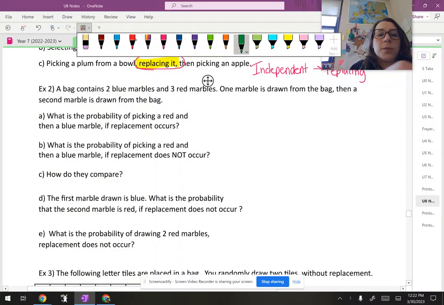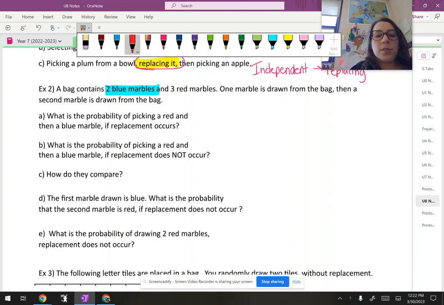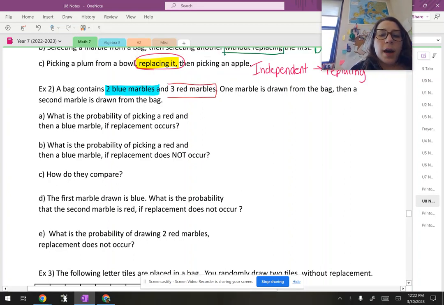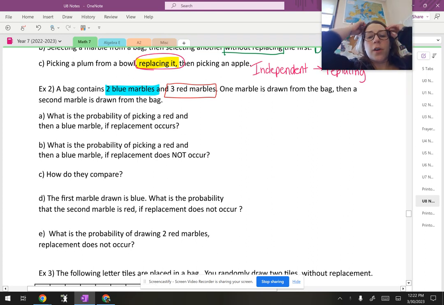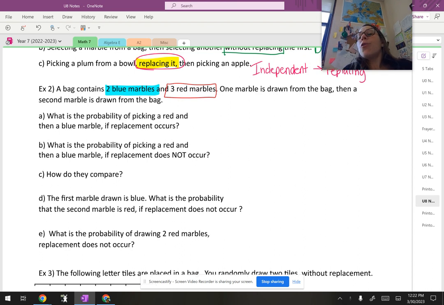Okay, here we have example 2 for math 7, probability of dependent events. So we're looking at a bag and it has 2 blue marbles and 3 red. One marble is drawn from the bag and then a second marble is drawn from the bag. Just based on that sentence, we don't have enough information to determine if it's independent or dependent because nowhere in that first sentence did it say if replacement was happening.